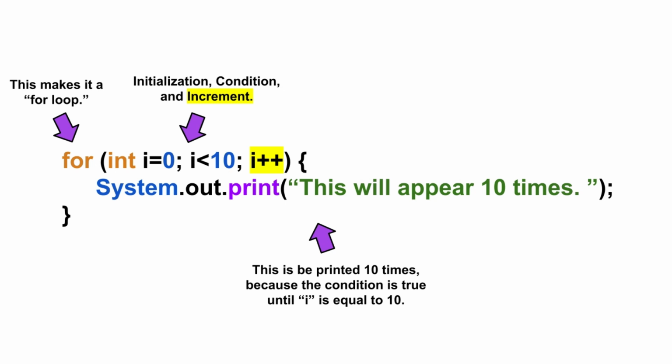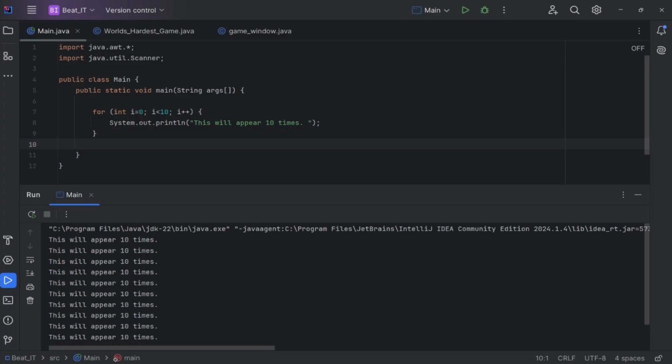The third and final step is incrementing. In this phase, we set the interval at which our counter will go up by. Usually the number is 1. If I run this program, we can see our text appearing on the console 10 times.